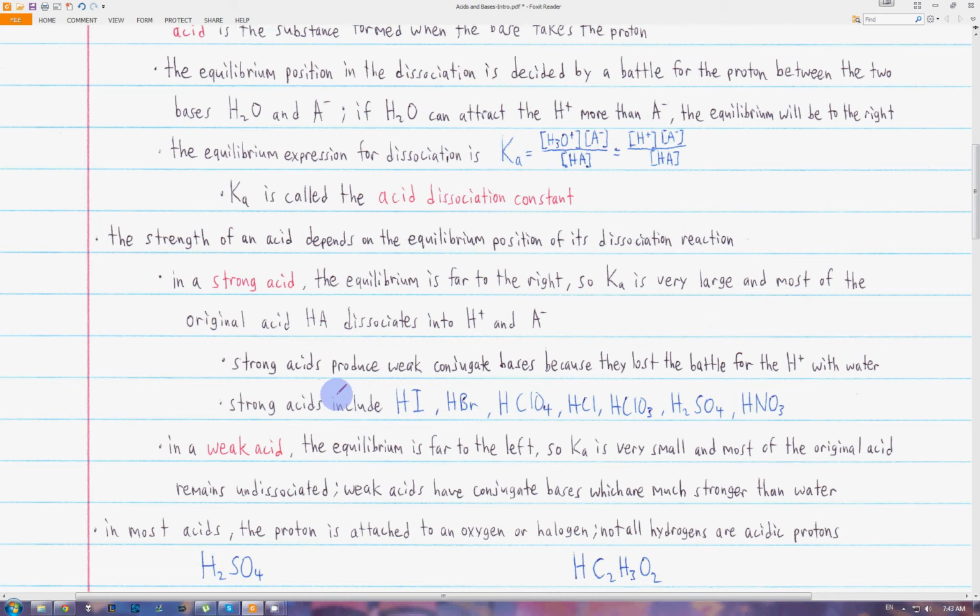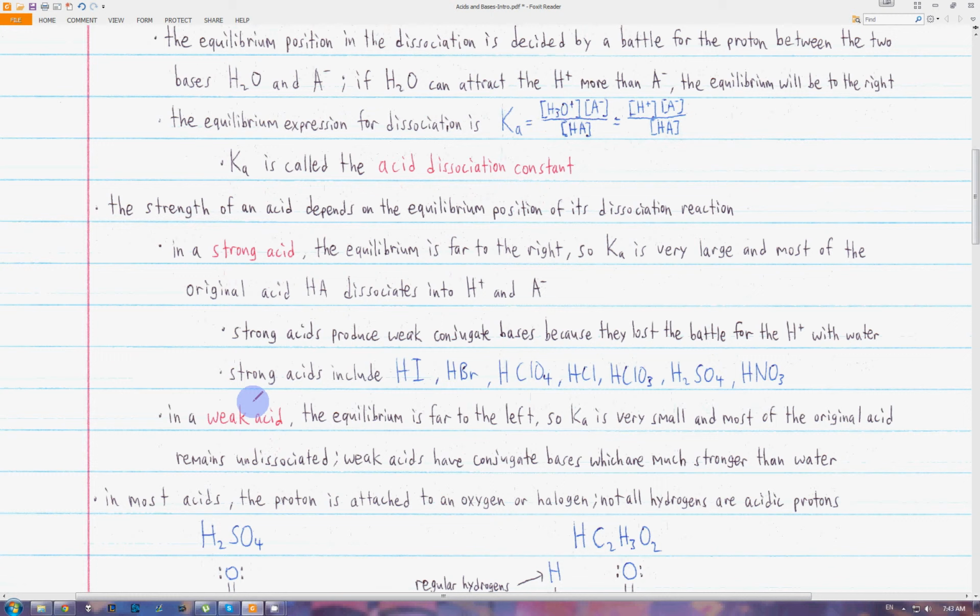And the most common strong acids are hydroiodic acid, hydrobromic acid, perchloric acid, hydrochloric acid, chloric acid, sulfuric acid, and nitric acid. Any acids other than these, you can pretty much assume that they're weak acids.